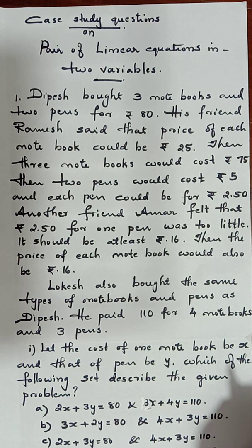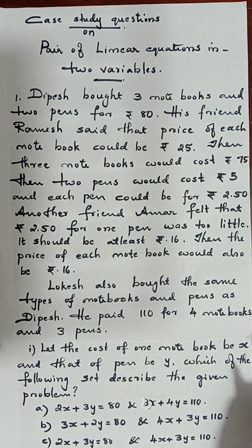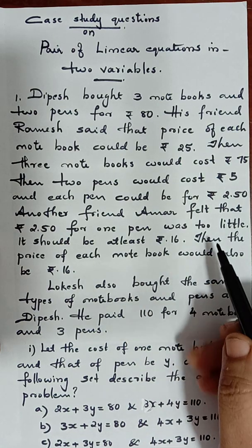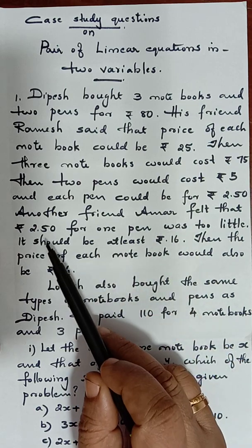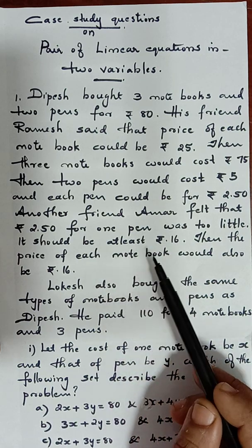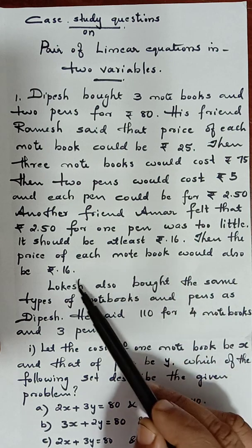Deepesh bought 3 notebooks and 2 pens for rupees 80. His friend Ramesh said that the price of each notebook could be rupees 25. Then 3 notebooks would cost rupees 75. Then 2 pens would cost rupees 5 and each pen could be rupees 2.50. Another friend Amar felt that rupees 2.50 for one pen was too little. It should be at least rupees 16. Then the price of each notebook would also be rupees 16.